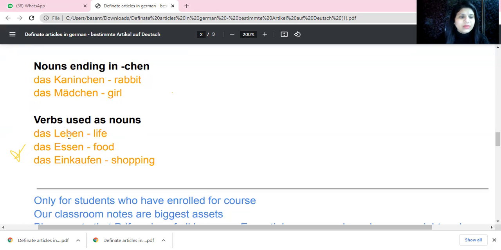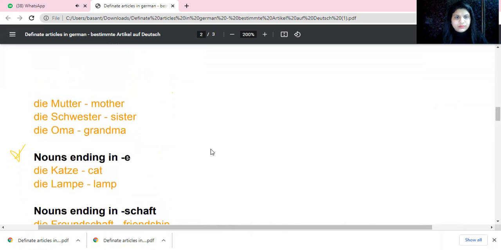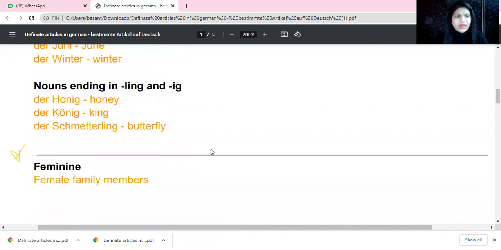Verbs that are used as nouns. Das Leben. Life is Leben. Life is very colorful. Life is Leben, das Leben. Food is das Essen. Shopping is das Einkaufen. So here there is a new verb. Wherever you are maintaining your verbs, please note down these verbs. Now here there are verbs like trinken, arbeiten, chatten, joggen, Musik hören. Do shopping is einkaufen. Kaufen. Einkaufen.